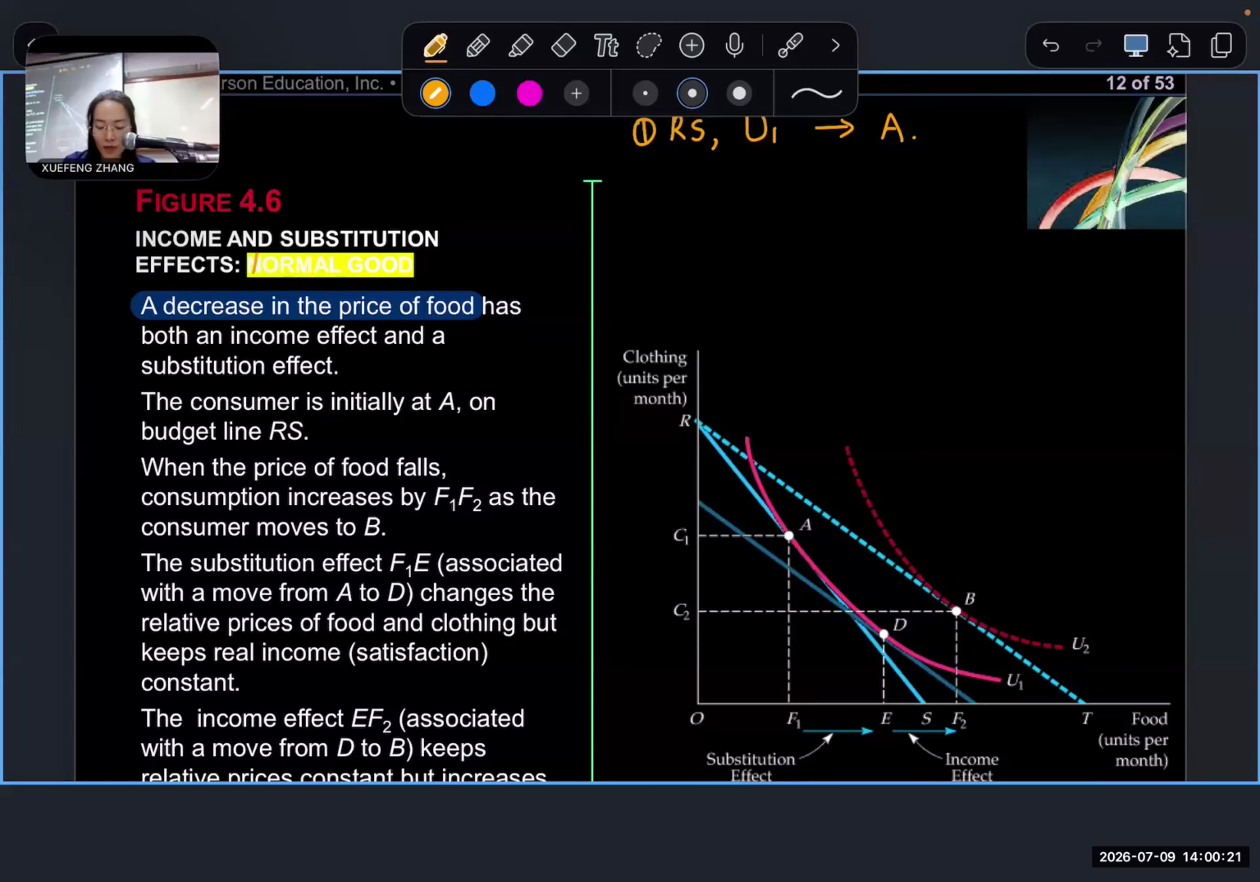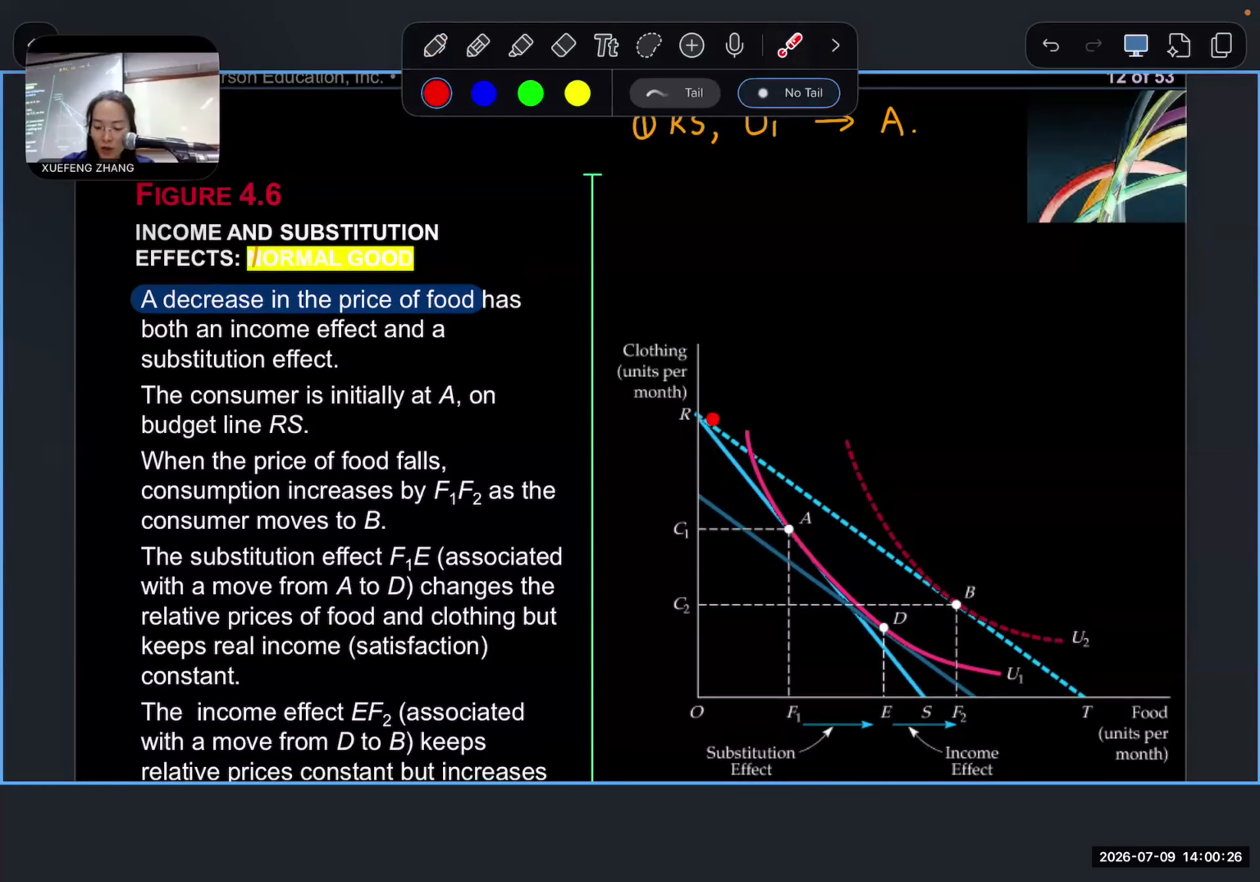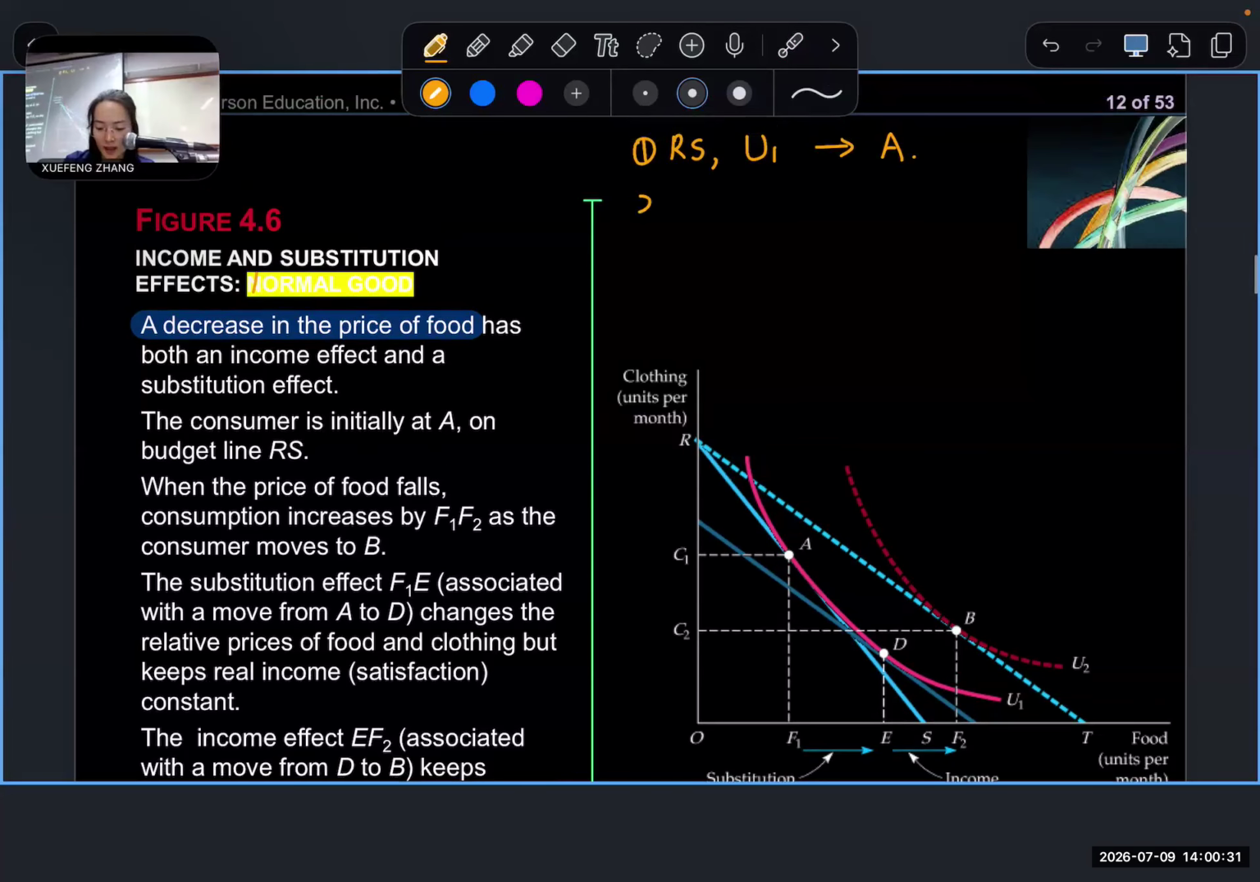And when the price of food falls, basically your budget line is gonna rotate to RT, right? RT, this one. Because the price of food decreases, okay? In the new budget line RT, you're gonna have the new indifference curve, which is U2. And this gives you another optimal, okay? A new optimal point, which is B.